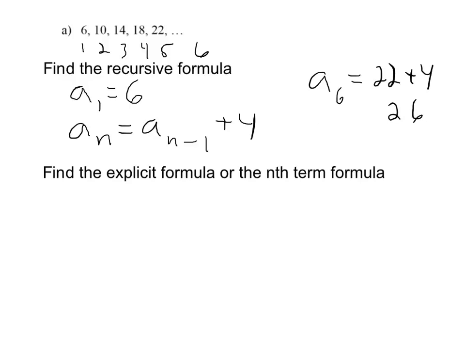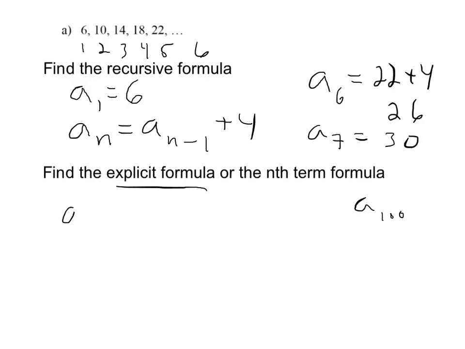If I wanted to find a sub 7, I'd have to take my 26 and add 4 more to it, so that would be 30. Where it comes in as a problem is, what if I wanted to find the 100th term? If I wanted to find a sub 100, I would have to do all of the numbers, a sub 8, 9, 10, right up to 99, and then substitute in the 100. So the explicit formula is the shortcut.